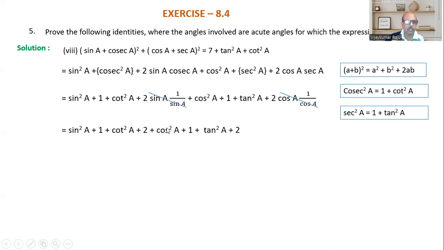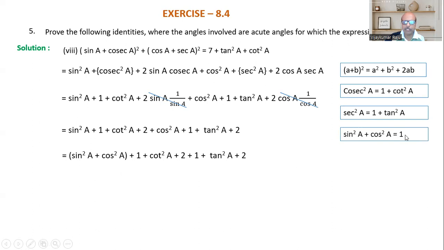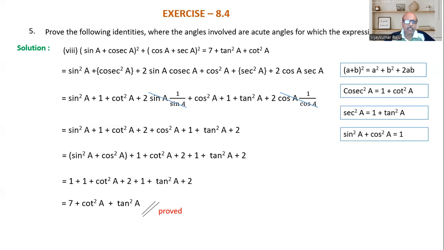Okay, and this sine square plus cos square, bring it together first. Sine square plus cos square, bring these two terms together. Sine square plus cos square is 1. So let us write this as 1 plus cot square plus 2 plus 1 plus tan square plus 2. So 2, 3, 4, 5, 6, 7. The total is 7 plus cot square plus tan square. This is what we wanted to show. Okay. Next.